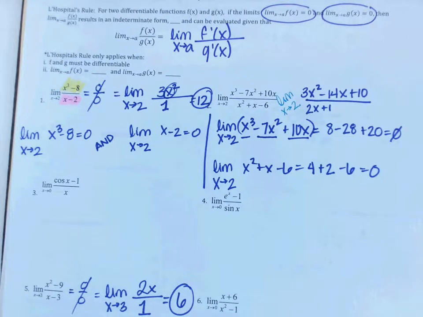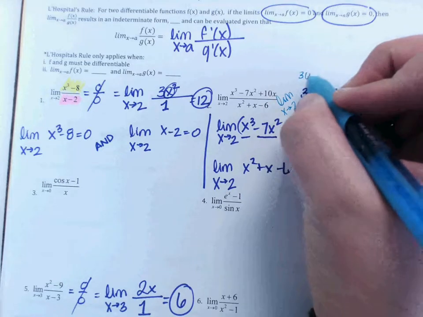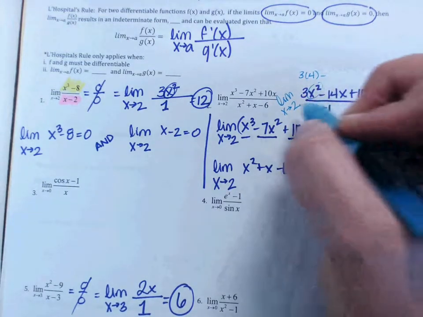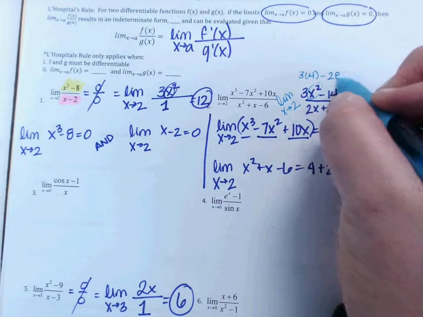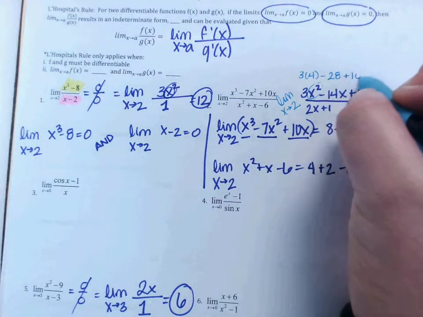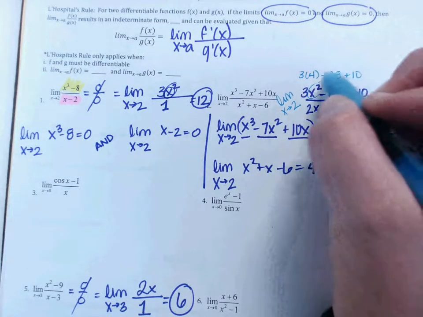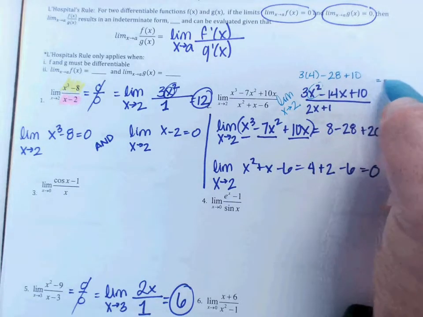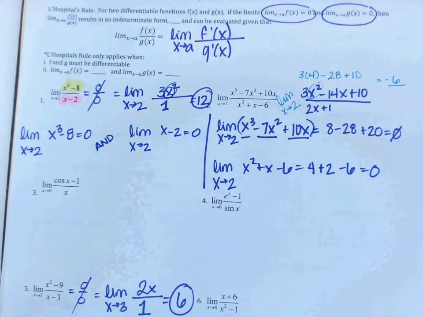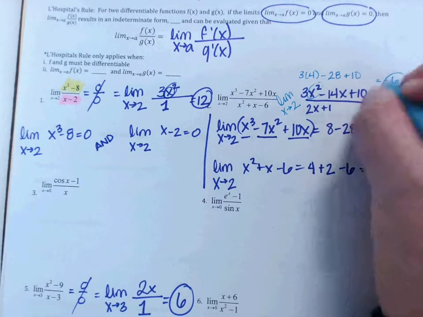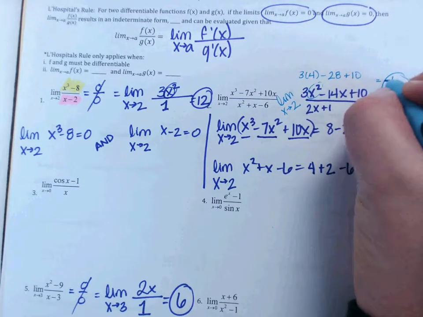No. Okay? On top, I'll have a 2 squared. 2 squared is 4, so I have 3 times 4 minus 14 times 2, which is 28, plus 10. So that's 12 minus 28 plus 10. Negative 6. What do I get on the bottom? 5. So your answer would be negative 6 over 5. You got it. Good job.